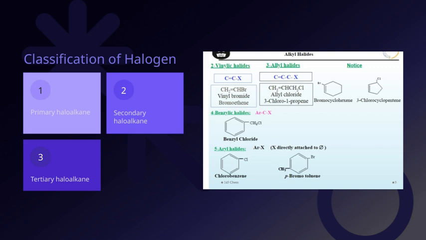This classification is really important because it influences the reactivity and the behavior of these compounds in chemical reactions. Understanding whether we're dealing with a primary, secondary, or tertiary haloalkane helps us predict how they'll behave in different scenarios. So, in essence, this classification is a fundamental step in studying halogen chemistry and their applications.